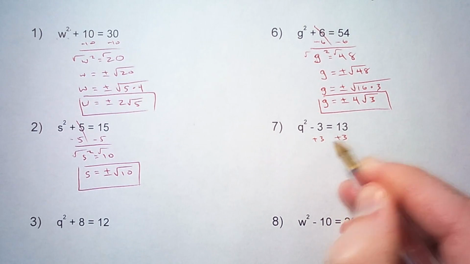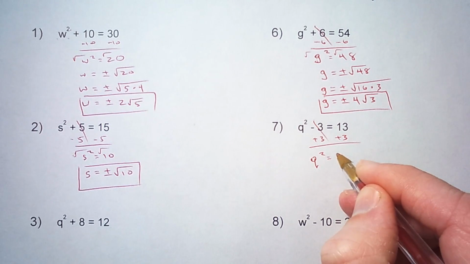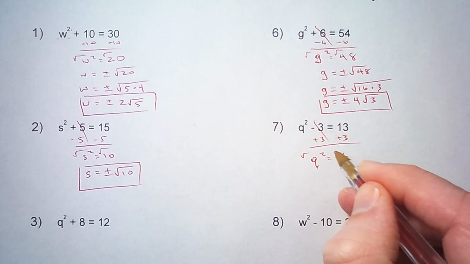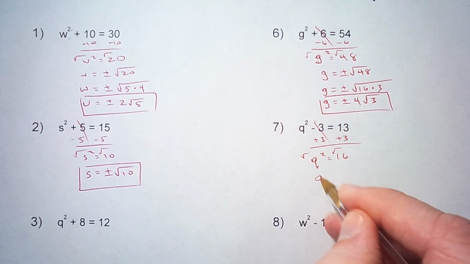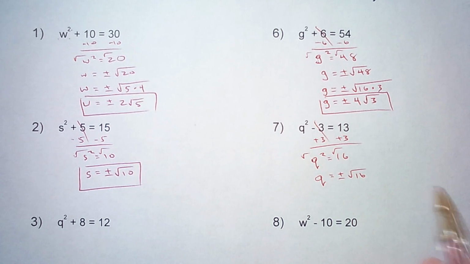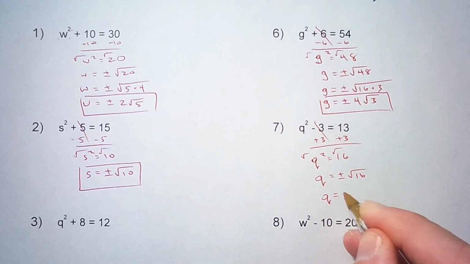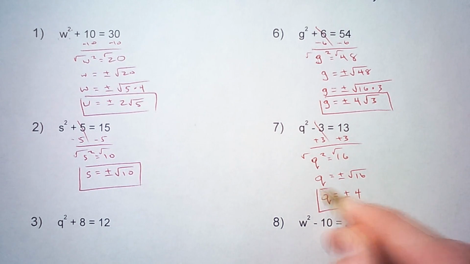Here, plus 3, so we get q squared equals 16. Square root on both sides, so q equals plus or minus the square root of 16. And 16 is a square number. The square root of 16 is 4, so q equals plus or minus 4.